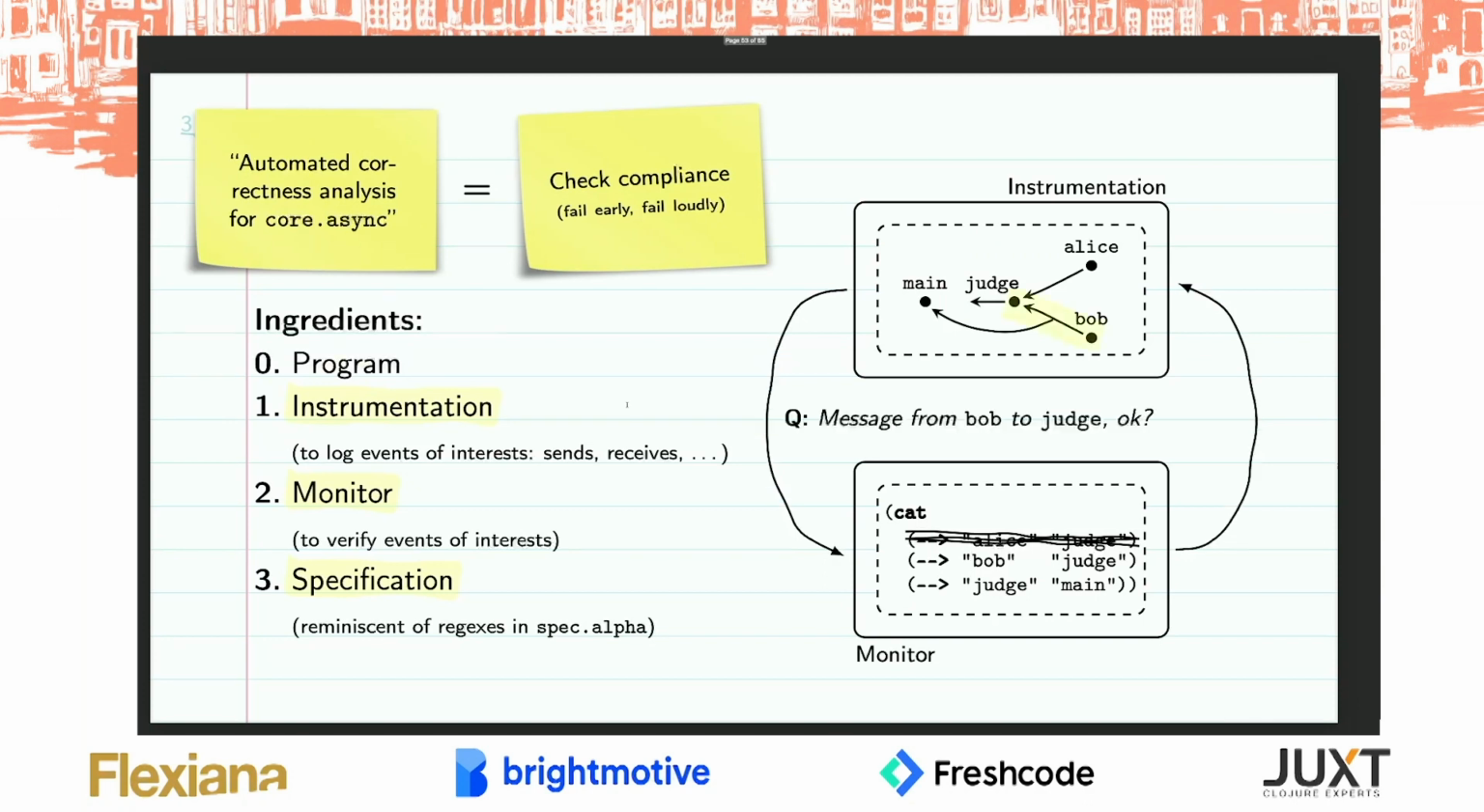The other thing that could happen was that there was this communication between Bob and Judge. And the interesting thing here is that this is actually allowed by the specification. So the monitor will now say, yes, you can do this. And so the instrumentation will let it happen. But as we've seen in the live demo, at this point you run into a deadlock, right? So that's not very nice.